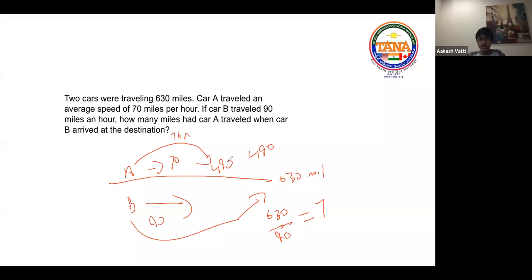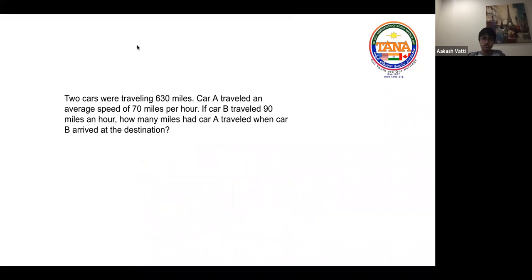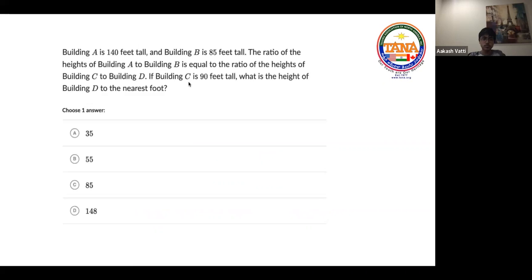Do you guys understand why, or is there something you're doubtful of? No questions? Next problem. I'll give you guys a minute and a half to do this one.